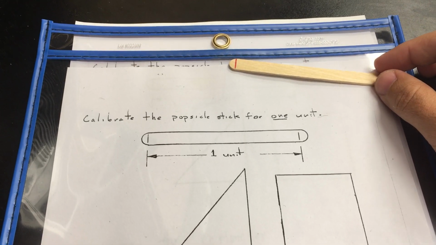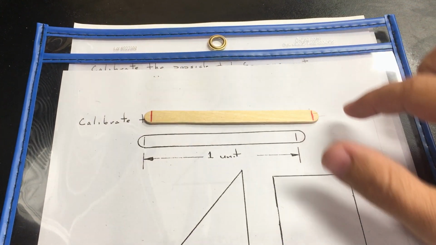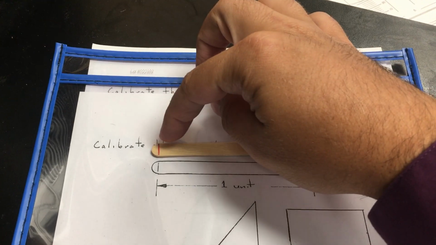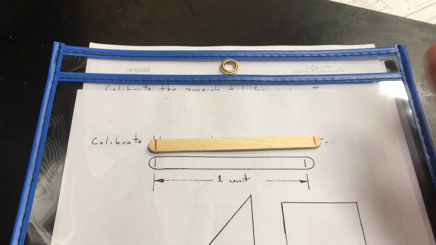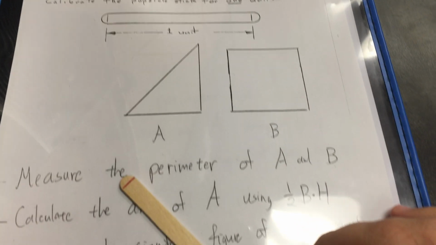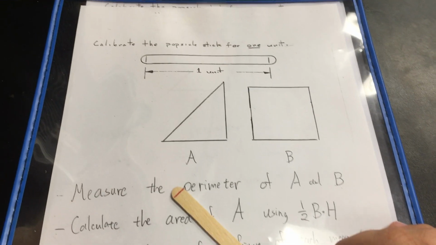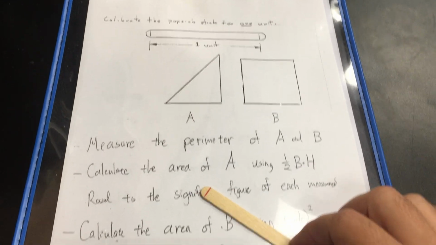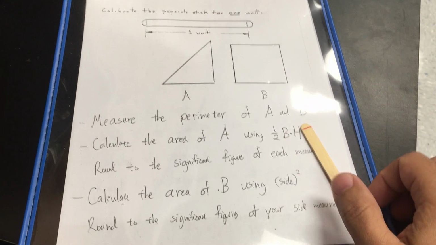So we want to calibrate the popsicle stick for 1 unit. I have drawn the 2 little lines, right? I know that from one red to the other, that is 1 popsicle stick. I'm going to call that 1 pop. I want to measure the perimeter of A and B, a triangle and a square, and then calculate the area of A using 1/2 base times height, and calculate the area of B using side squared.